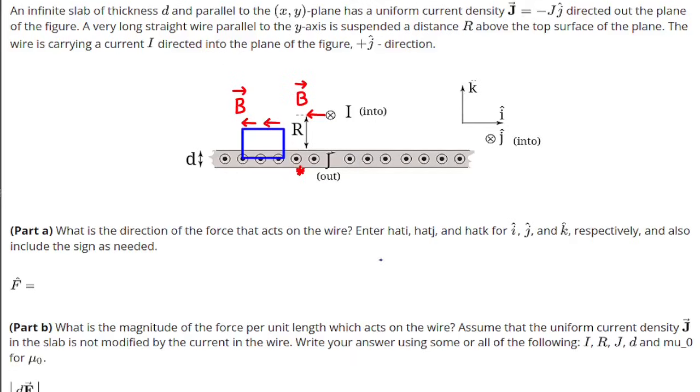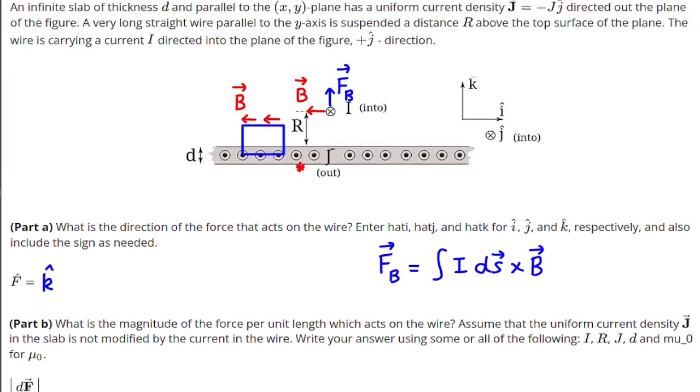And recall the magnetic force that's acting on a wire is the integral of the current times the vector in the direction of the current cross a magnetic field. Because the current in the wire is going into the screen, by the right hand rule, the direction of the force acting on this wire points upwards, so in the positive k direction. And now let's go to part B.